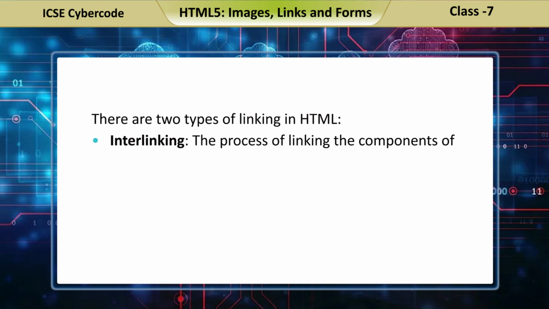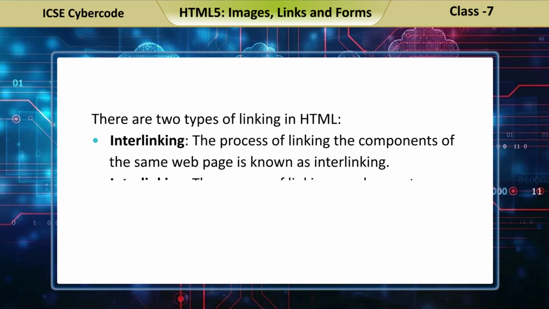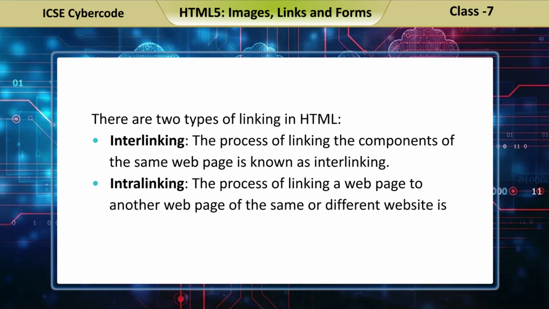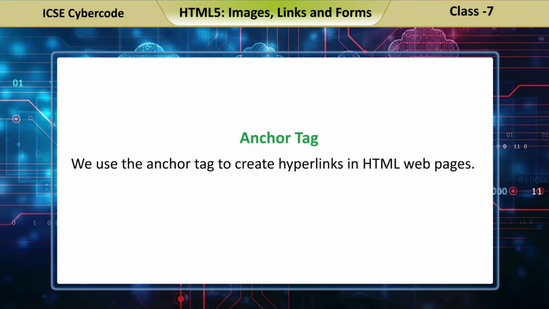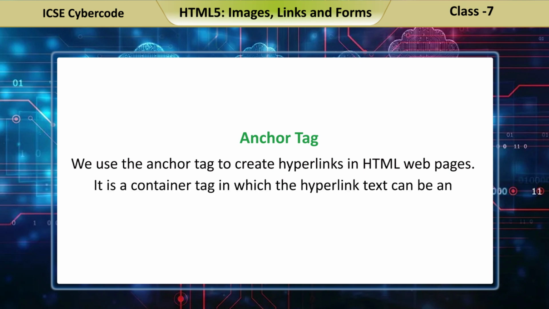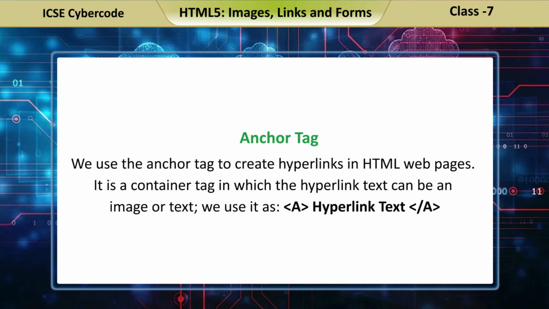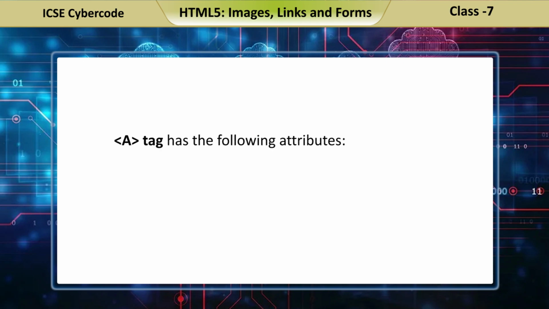Interlinking. The process of linking the components of the same web page is known as interlinking. Intralinking. The process of linking a web page to another web page of the same or different website is known as intralinking. Anchor tag. We use the anchor tag to create hyperlinks in HTML web pages. It is a container tag in which the hyperlink text can be an image or text. We use it as. Anchor tag has the following attributes.